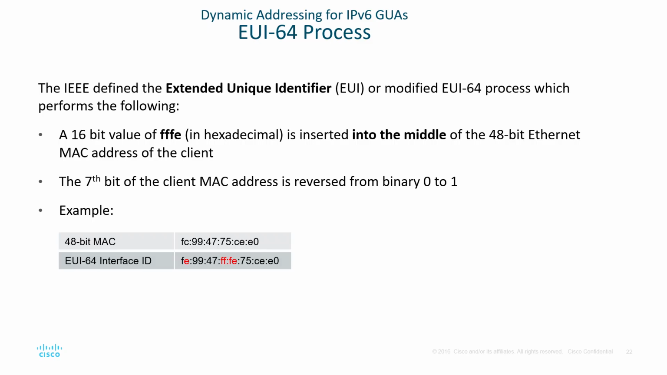So please understand that within here, there is a 7th bit. Okay? There is a 7th bit within here if I were to break this down to binary. Would we all agree? Yes, we would. That 7th bit is going to be a 0. That 0 would be flipped, which would give you a new parameter. Then you're going to insert FFFE into the middle, and this now becomes the interface ID.